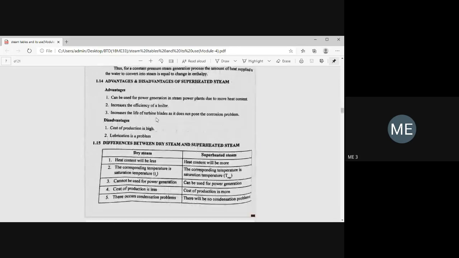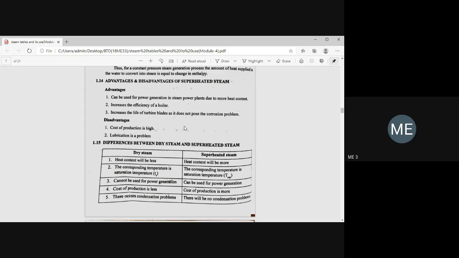Now I'll solve. Sometimes they may ask, what are the advantages of superheated steam? As I said, we cannot use the dry steam in the steam turbine plants, so we have to use superheated steam. These are the few advantages. Superheated steam can be used in power generation in steam power plants due to more heat content. Because it is heated above the saturation temperature, with more heat content we get more power generation. Hence, superheated steam is preferred in steam power plants.